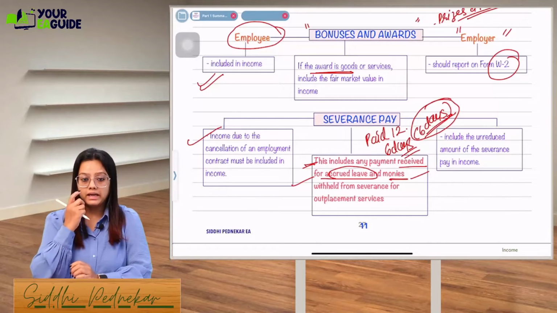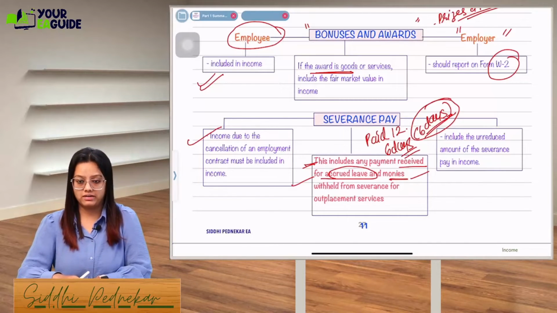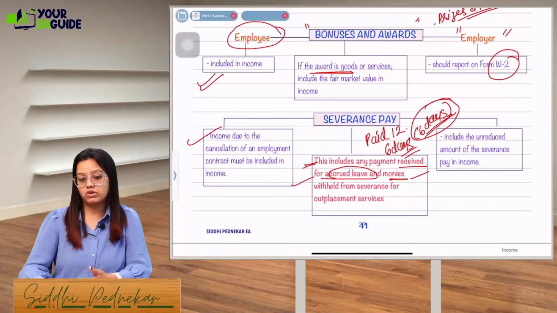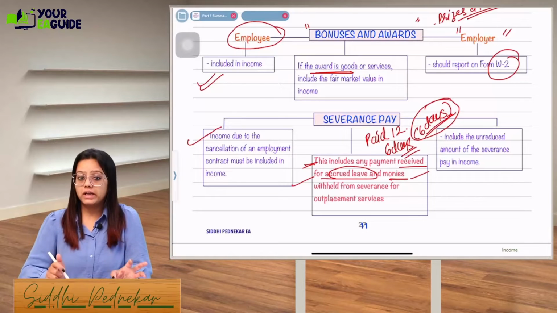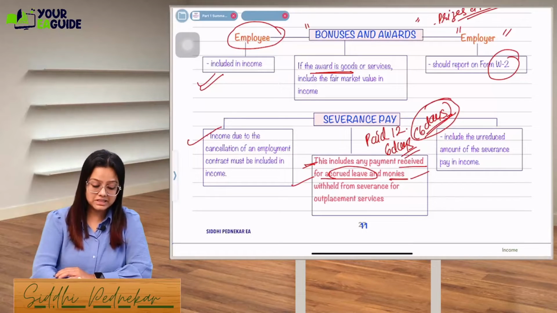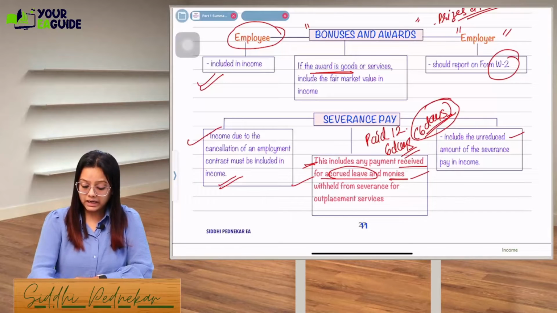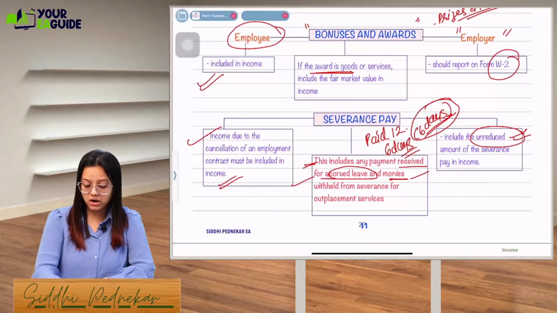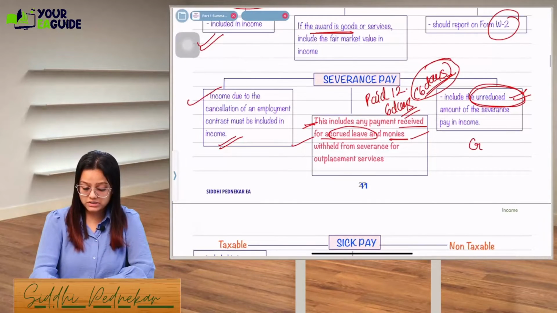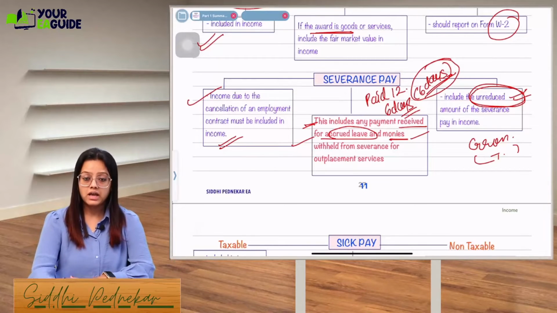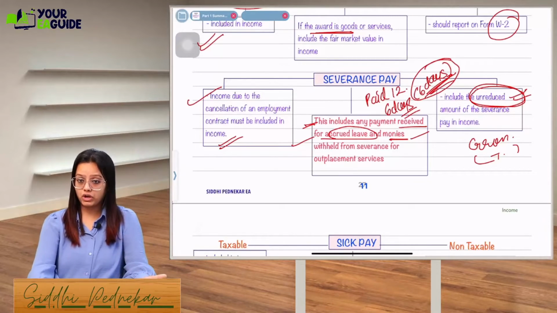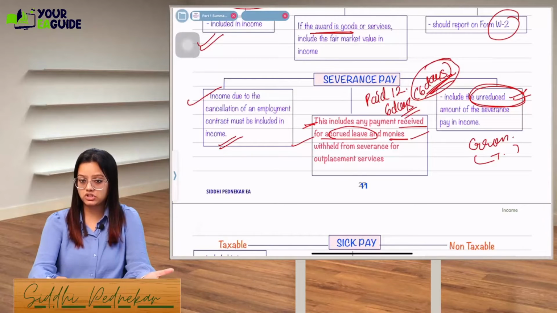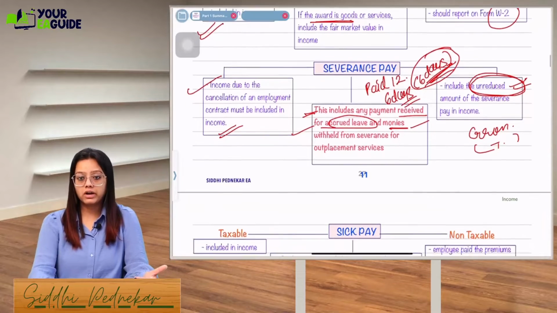Include any income due to cancellation of an employment contract. Let's say we have some contract and due to the cancellation, maybe the employer is going to pay me a certain amount, for example. Okay, so income due to cancellation of an employment contract must be included in the income. Include the unreduced amount of severance pay in the income. What is the unreduced amount, guys? Whatever is the gross pay will be included. Any taxes, withholding, or anything which is deducted will not be considered. For the 6-day leave you have not taken, you are taking equal compensation for those 6 days. Okay, that will be included in your income.